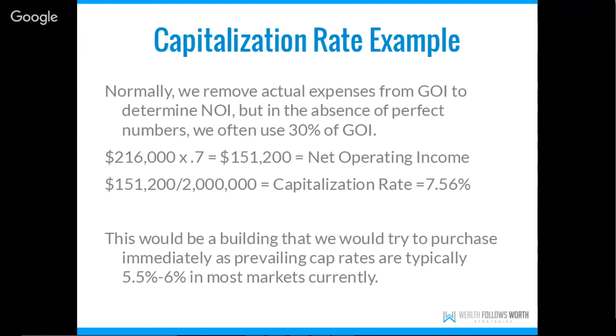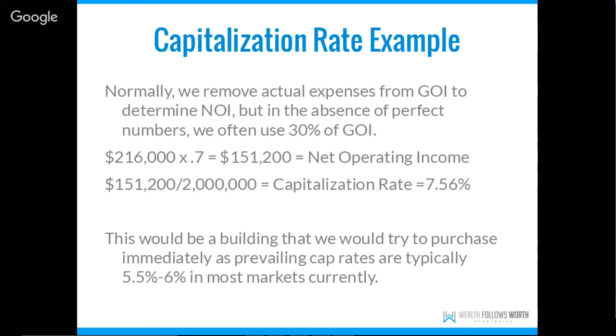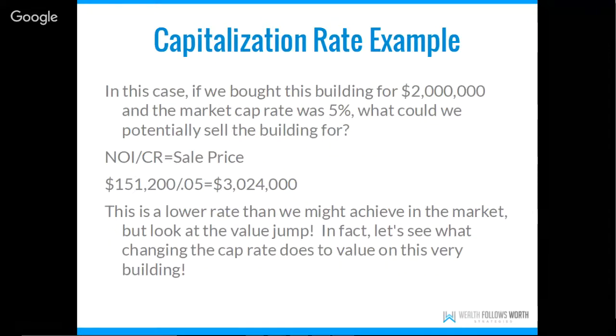So let's take a look at that and see how we can fluctuate these numbers a little bit and how we might take that for a spin. So in this case, if we bought this building for $2 million and the market cap rate was 5%, what could we potentially sell the building for? So gosh, what that would mean again here is, let's look here. If we're buying it at 7.56% and the market rate is a low 5%, which some markets do have, what could we potentially sell the building for?